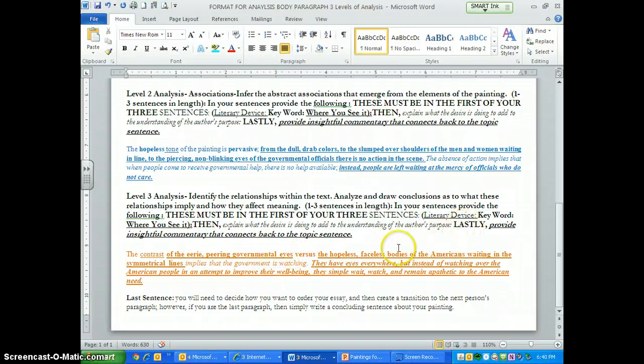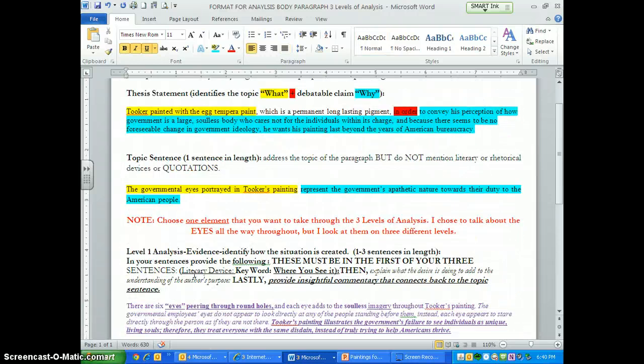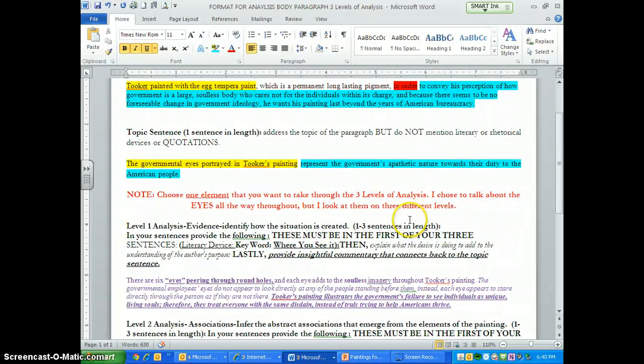Now I got to connect back to my topic sentence. They have eyes everywhere, but instead of watching over the American people in an attempt to improve their well-being, they simply wait, watch, and remain apathetic to the American need. Okay, so I connected it right back to my topic sentence.